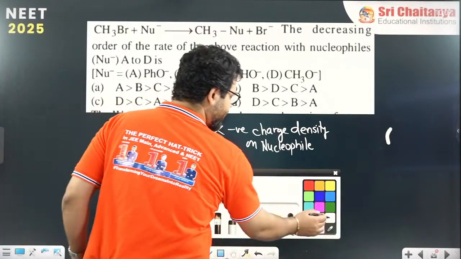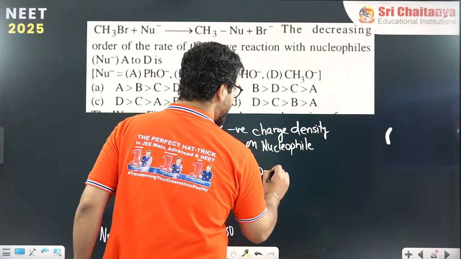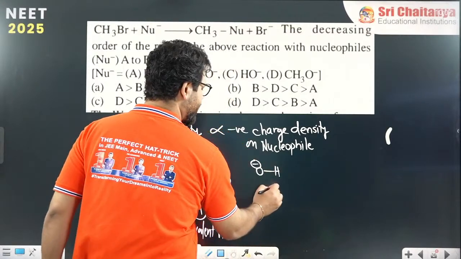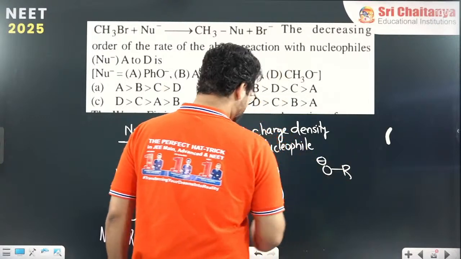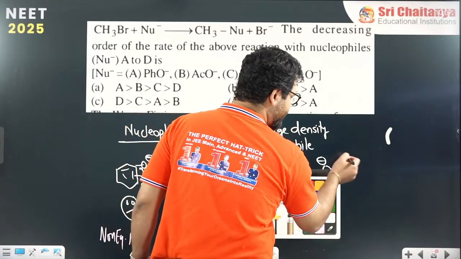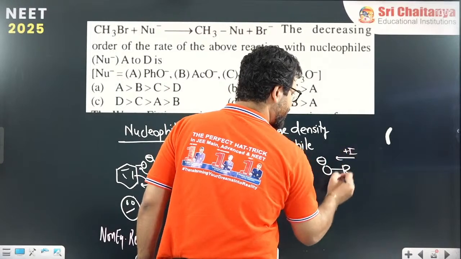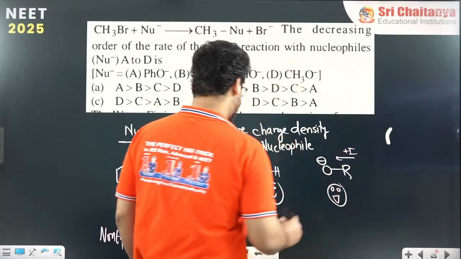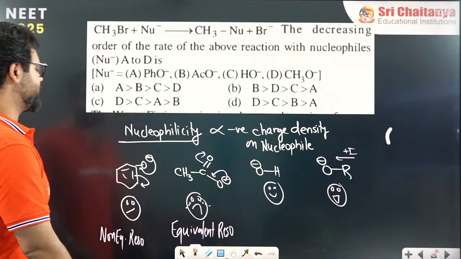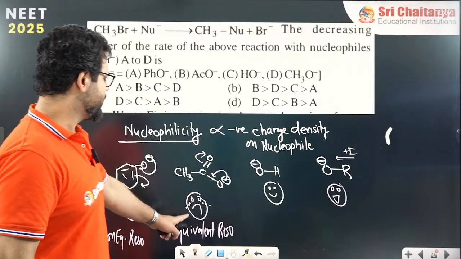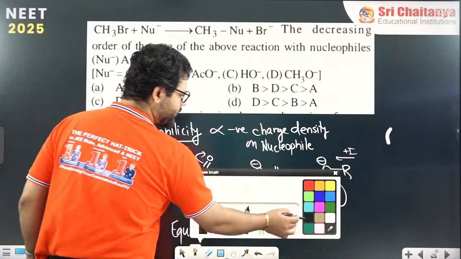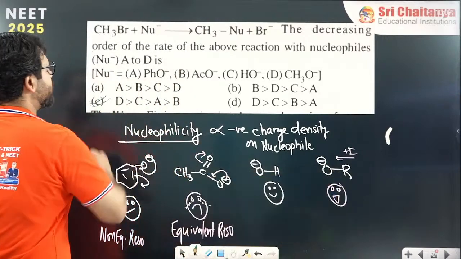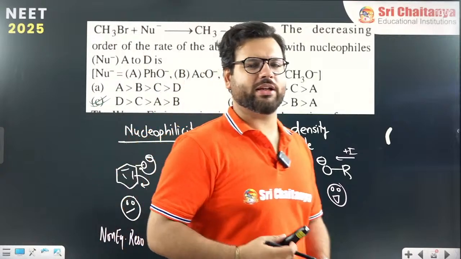Next is OH minus. OH minus has no resonance, so that's a good thing. Then is OR minus, where the alkyl is also sending electrons by plus I effect. So this will be the best. So A, B, C, D: A is the worst, then B, then A, C, D, which is option C. Option C.